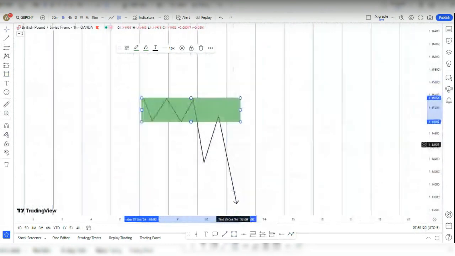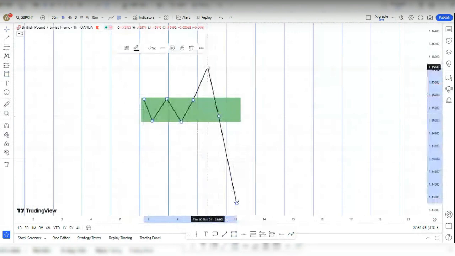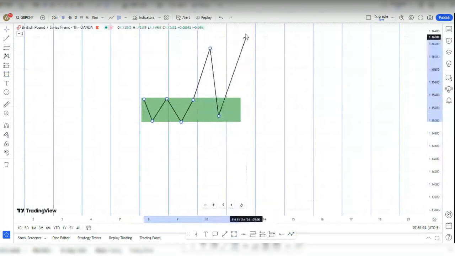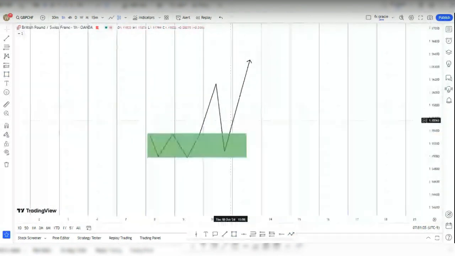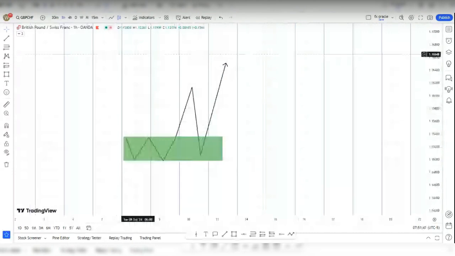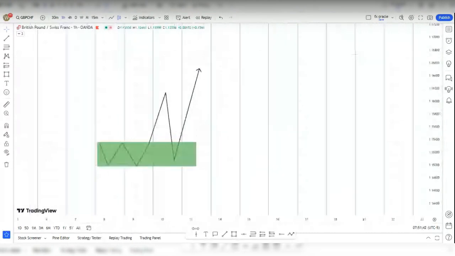Same thing for your demand. If price broke out to the upside, then what do you anticipate? You want to anticipate that price is going to do what? Come back and retest it, then continue. So this particular point will be your demand zone. Sometimes you might see price do something like this.